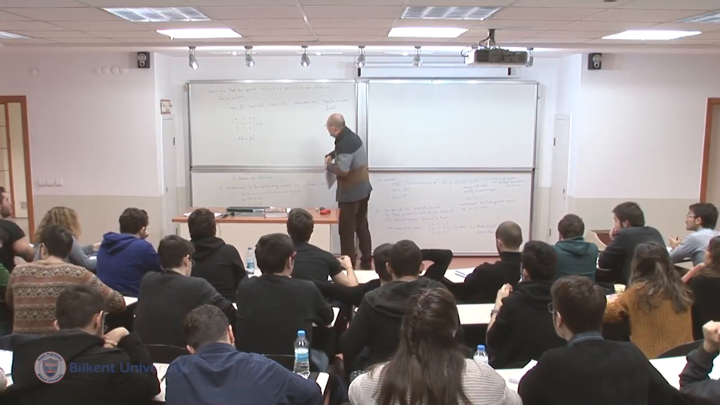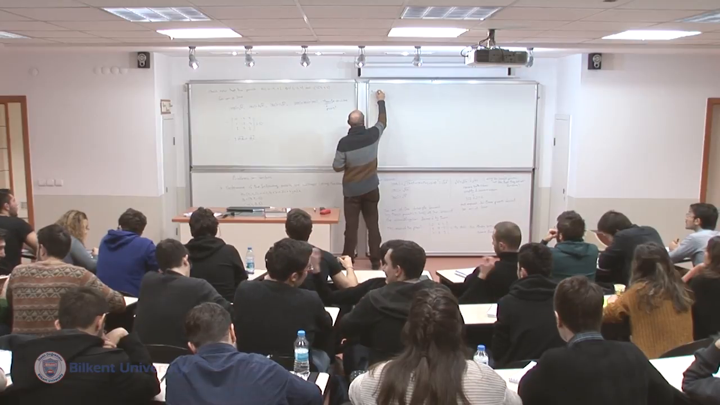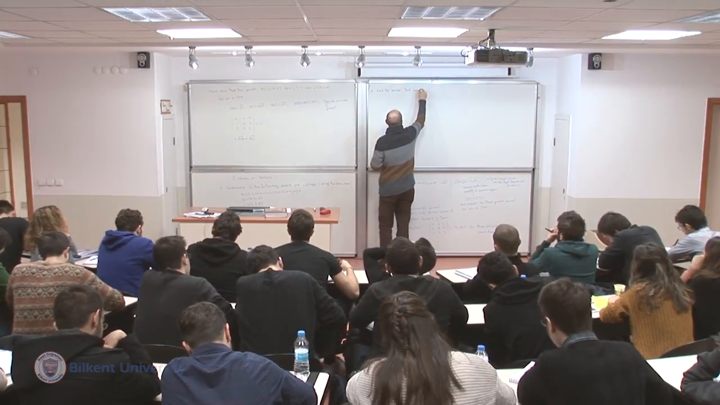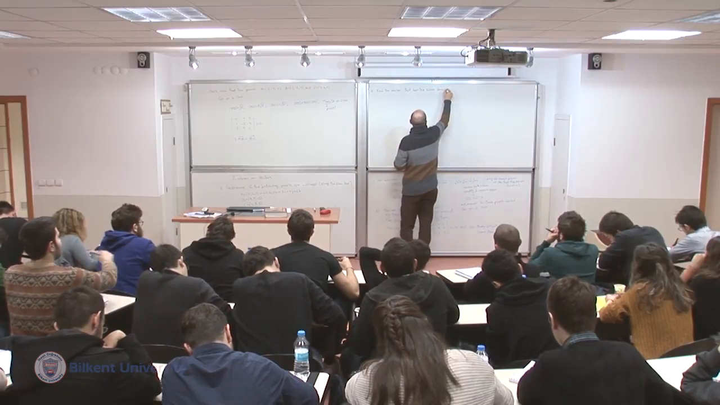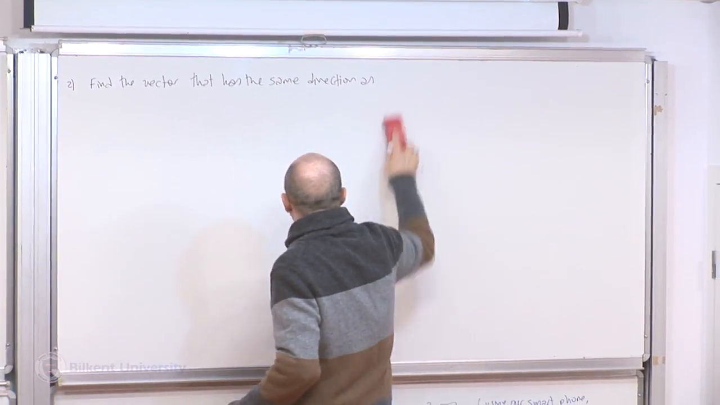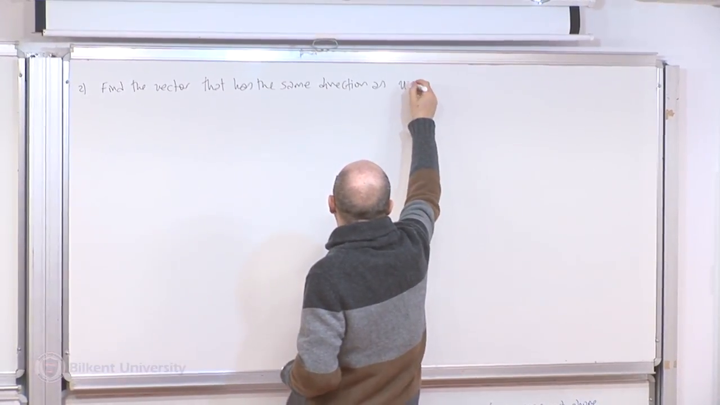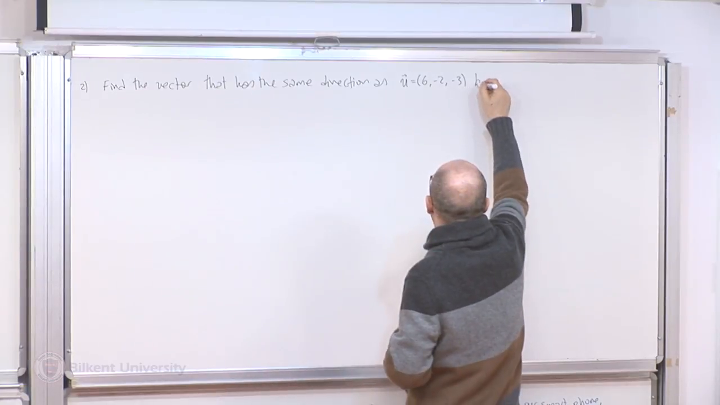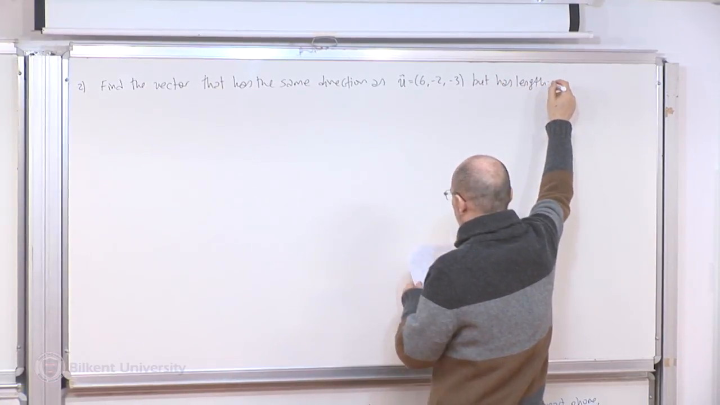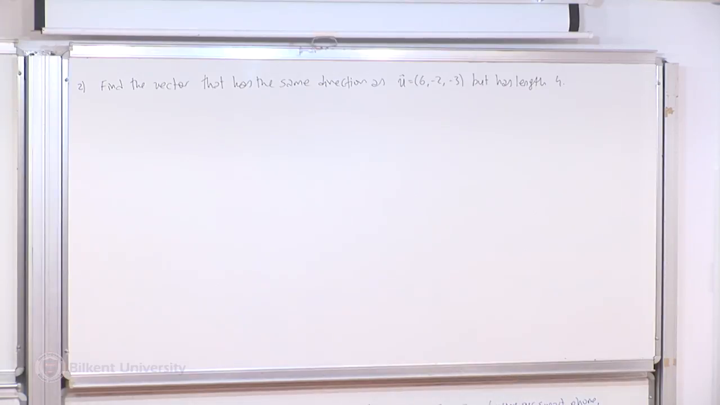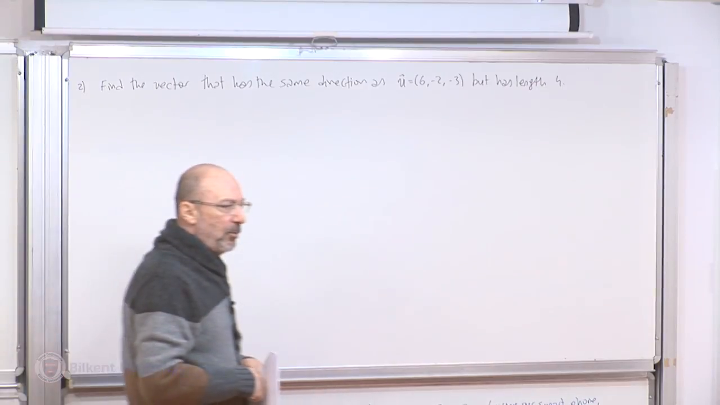Okay, so let me do this. This is: find the vector that has the same direction as (6, -2, -3), let's call this U, but has length 4. Okay, so the idea of this simple example is to refresh our notion of direction. A direction is a unit vector. Okay, so that's just what we should learn from this problem.